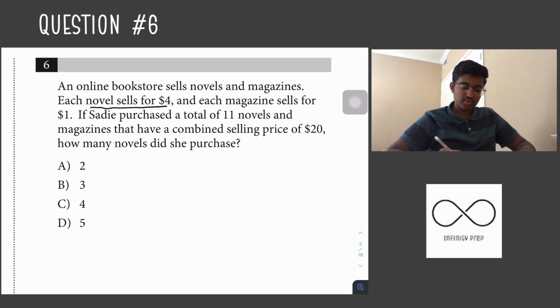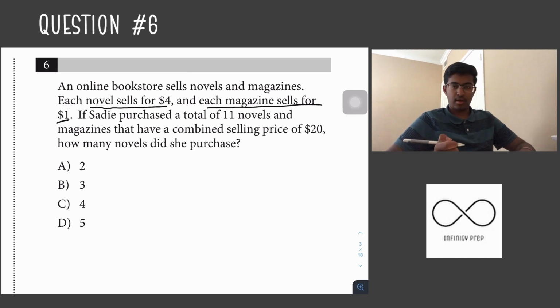Each novel sells for $4 and each magazine sells for $1. So let's say N for novels and M for magazines. $4 for each novel is 4N, N being the number of novels, plus $1 for each magazine, which would just be M for magazines, which equals 20, since she spent a total of $20. And it says that she purchased 11 novels and magazines in total, so N plus M equals 11, since N is the number of novels and M is the number of magazines, and if you add them together, you should get the total.